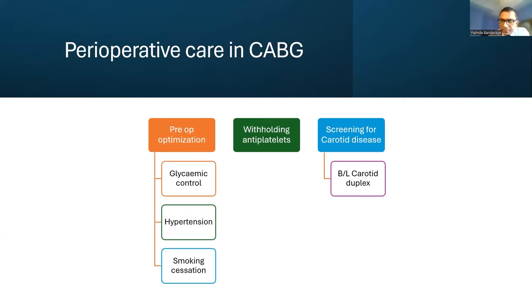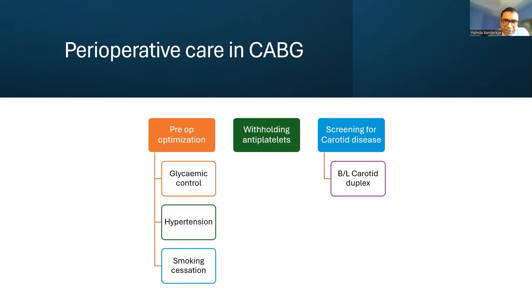Another point I would like to tell you is the screening for carotid disease, because these patients have coronary atherosclerosis, which means that the same pathologies can be there in any of the vessels in their body. So we have to be vigilant about carotid disease, and we usually make them undergo carotid duplex scans if they are more than 50 years, and even younger people if they have a very high risk.